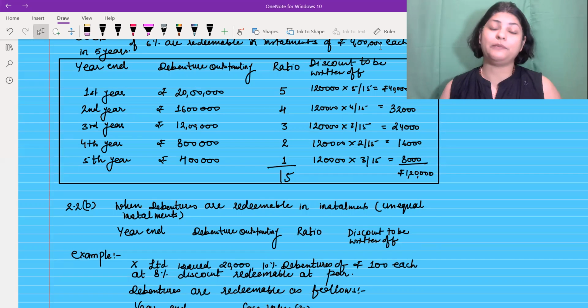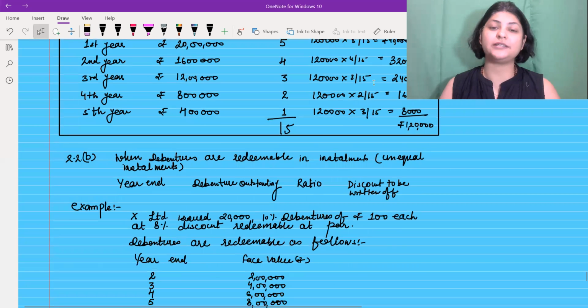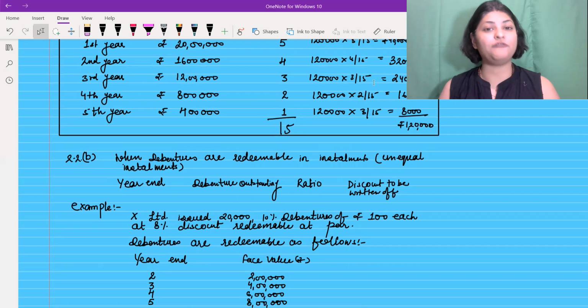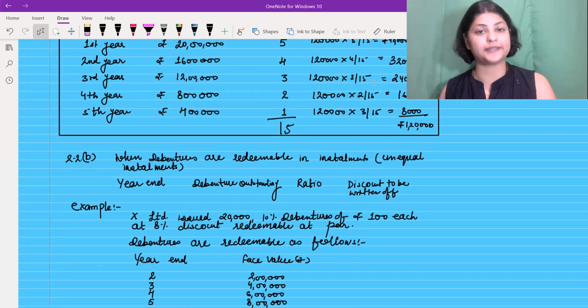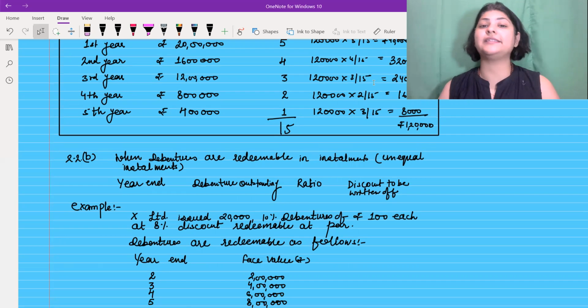Now let's see the second part of this case 2 only, when debentures are going to be redeemed in installment, and the life of debenture is used for writing off the discount on issue of debenture. But this time, what is the difference? The difference is that the debentures are not going to be redeemed in equal installment. Debentures are going to be redeemed in unequal installment. Means maybe one year some X amount is going to be redeemed, and another year some Y amount is going to be redeemed. In that case, how are we going to deal?